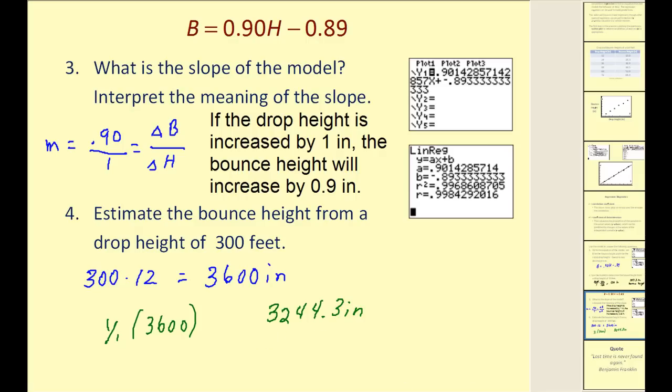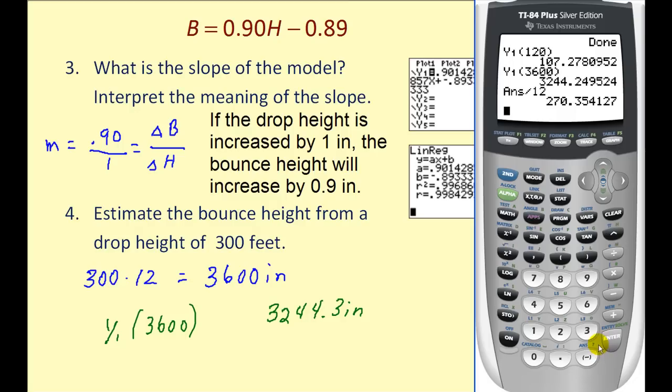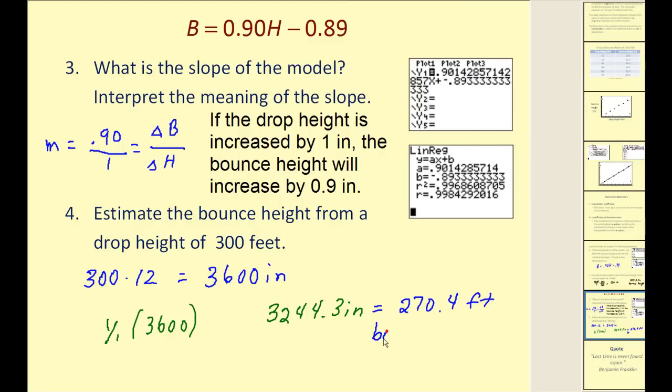Now if I wanted to convert this back into feet, we would have to divide this by 12. Let's go ahead and do that. And this may be more appropriate since the original question was in feet. So we'll say that it's approximately 270.4 feet for the bounce height.